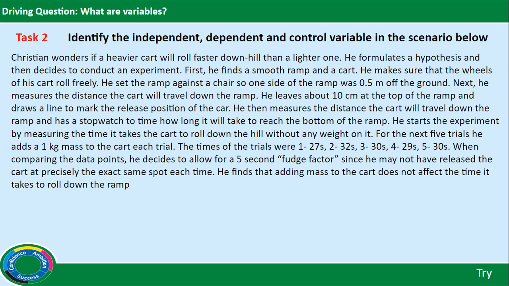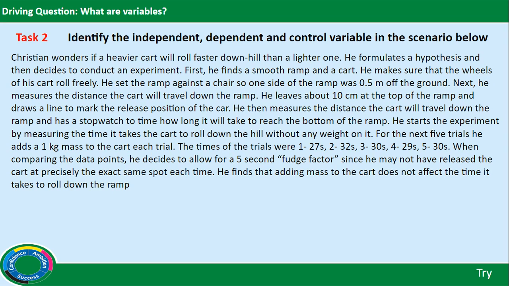Identify the independent, dependent, and control variables in the scenario below. Christian wonders if a heavier cart will roll faster downhill than a lighter one. So his hypothesis could be a heavier cart will roll faster down a hill, or it could be the other way around: a lighter cart will roll faster down a hill. That's his hypothesis. That's something that he can test. That's something that he's predicting.